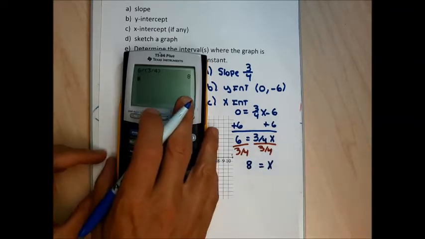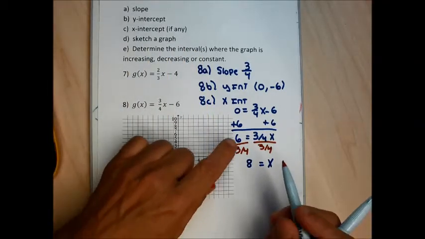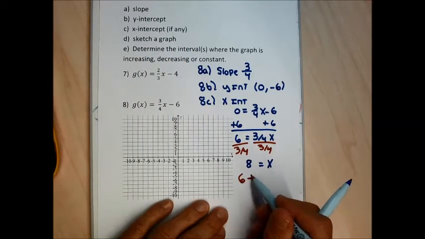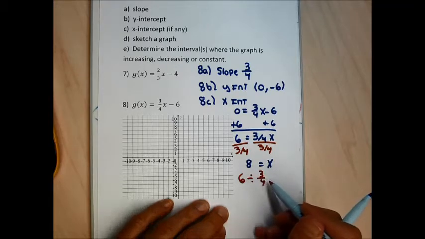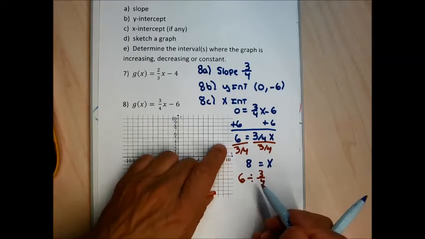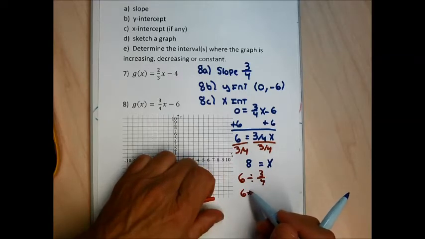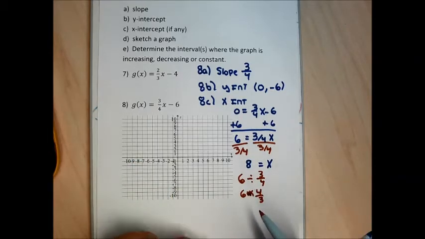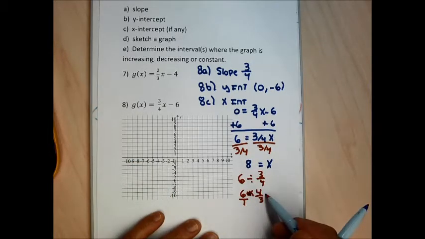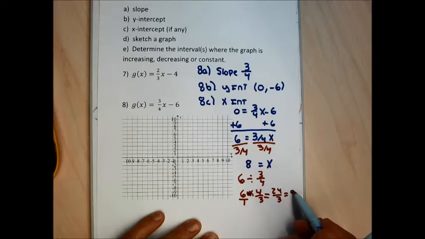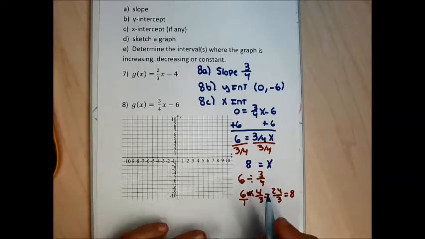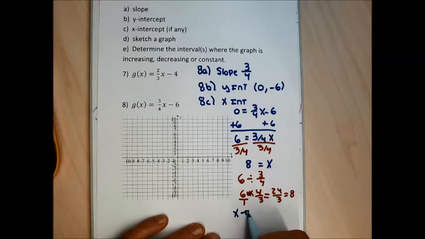If I didn't want to be clever, I could have done this. This right-hand side is really 6 divided by 3/4. I can write it as a divide sign as opposed to a fraction. And dividing by a fraction is the same as multiplying by the reciprocal. So that's really 6 times 4/3. And I can think of that as 6 over 1 times 4 over 3. Multiply the 6 times 4 and get 24. Multiply the 1 times 3 and get 3. And then 24 over 3 is going to be 8. So my x-intercept answer is going to be the point (8, 0).